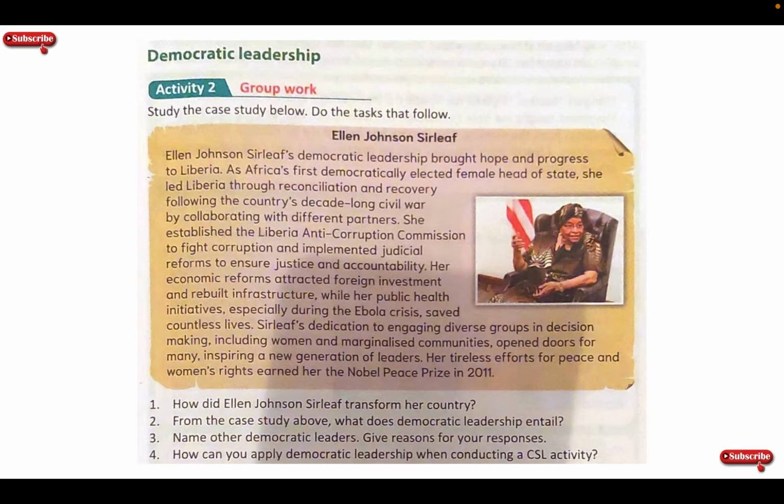And then number 5, including everyone. She made sure women and other groups had a say in decisions. 2. From the case study above, what does democratic leadership entail? So based on this study, democratic leadership has 4 ways.